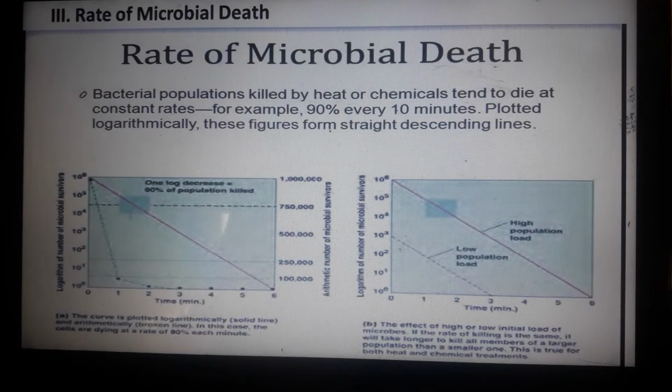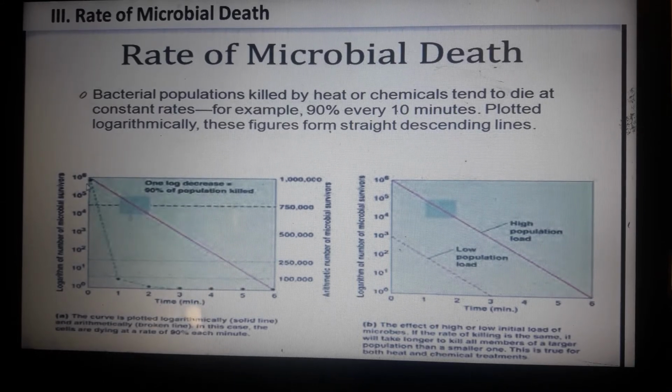Okay, so the rate of microbial death. Bacterial populations killed by heat or chemical tend to die at a constant rate, for example, 90% every 10 minutes, plotted logarithmically. These figures form a straight descending line.